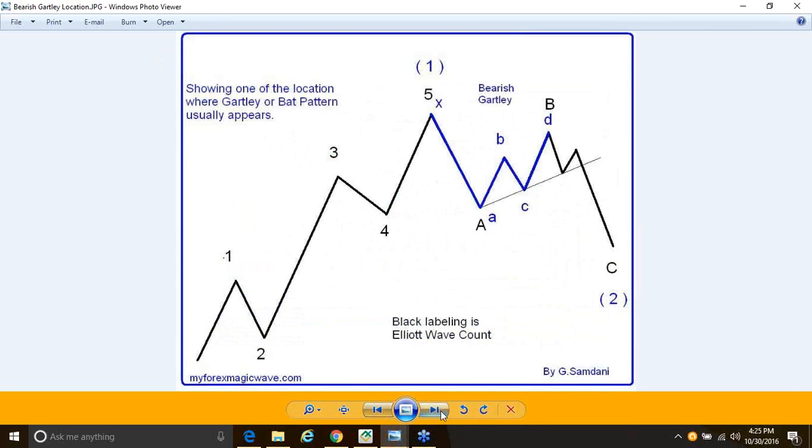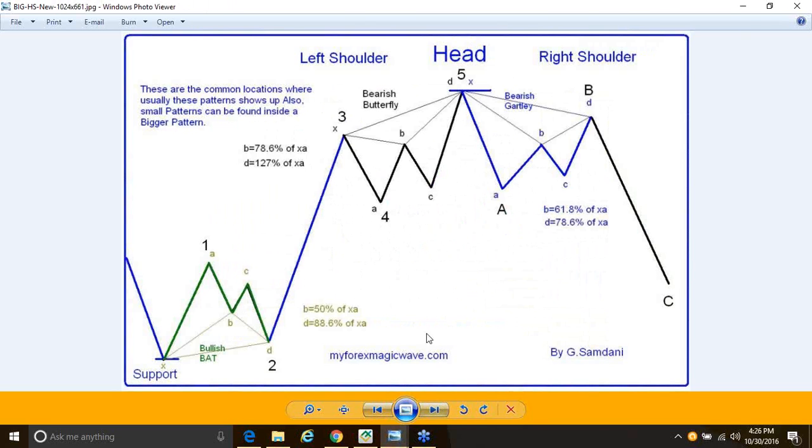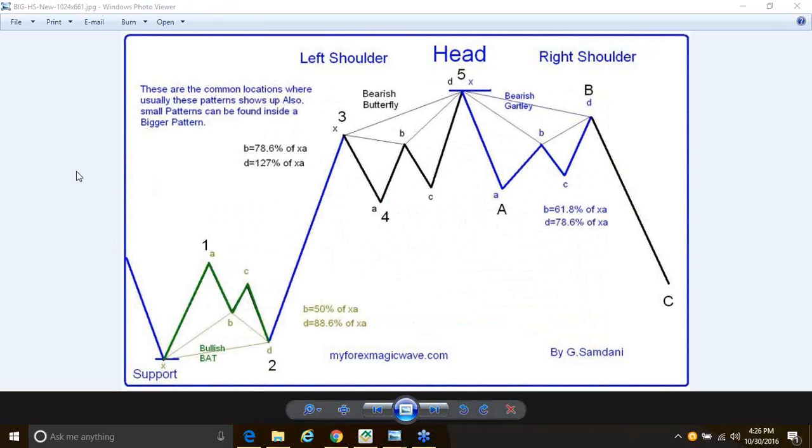Yeah, like this one. You see here, this is how it is. It's wave one, and then you have an ABC correction around either. I wrote here bullish Bat. It could be a Gartley as well. Gartley or Bat, these are the two retracement patterns.